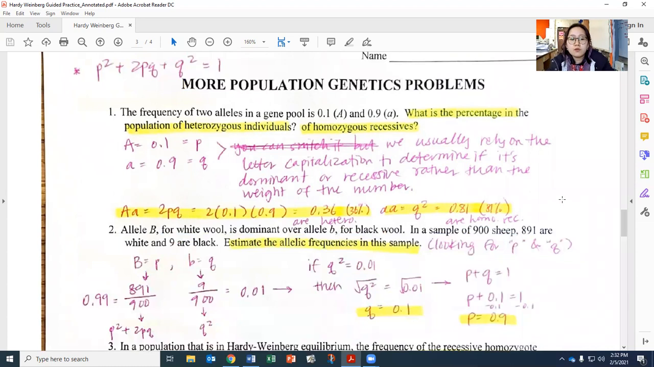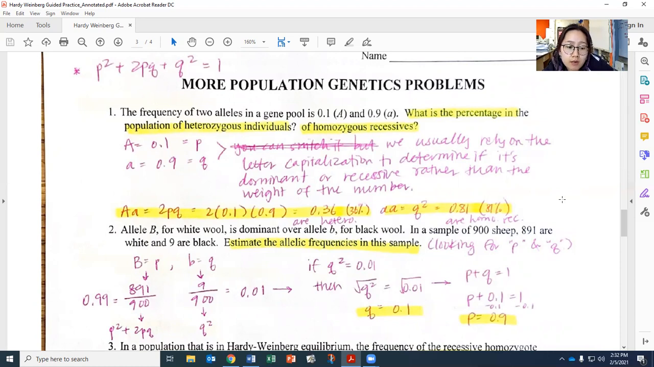Number 2, the allele for white wool is capital B, and that's dominant over the allele little b for black wool. In a sample of 900 sheep, 891 are white and 9 are black. Estimate the allelic frequencies in this sample. So we're going to be looking for P and Q. So we know that we're going to represent capital B as P and lowercase b as Q.